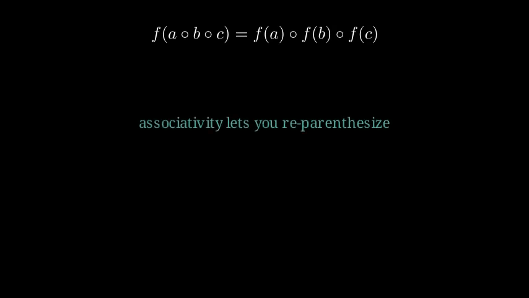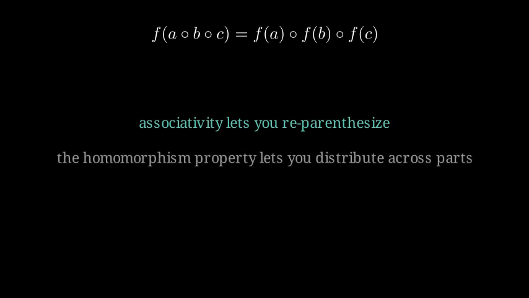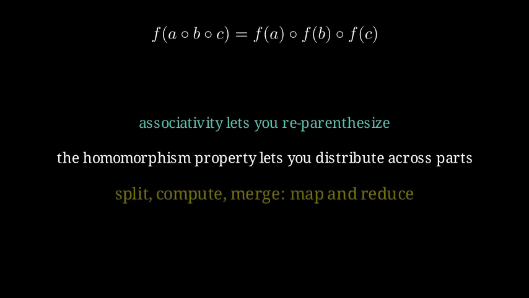Associativity alone lets you reparenthesize to regroup the combining however you like. The homomorphism property is what lets you distribute the function across the parts in the first place. Split the data across threads, compute on each piece, merge the results. This is exactly the shape of map and reduce.